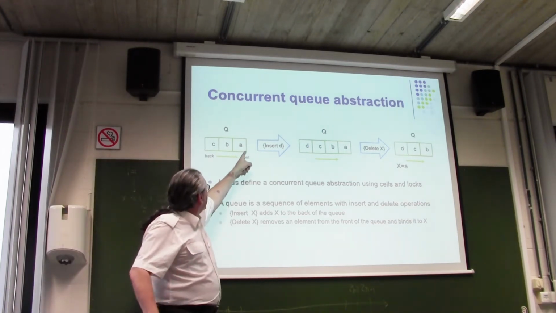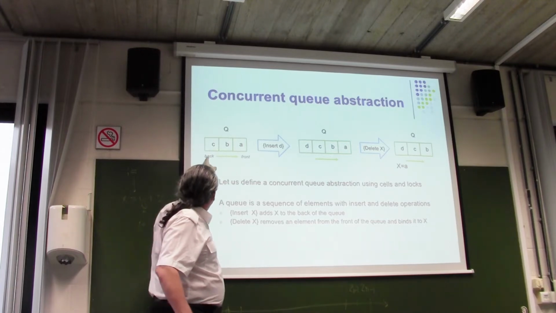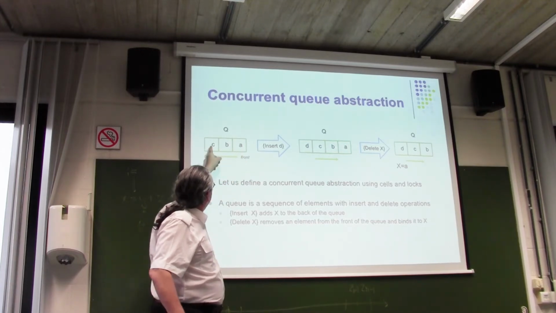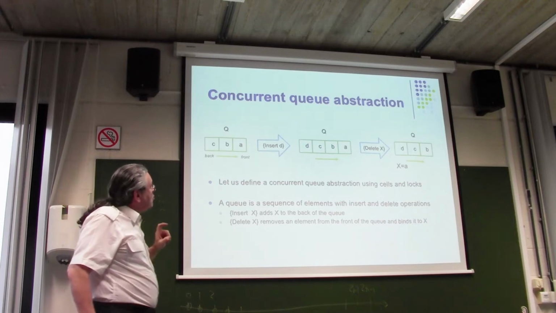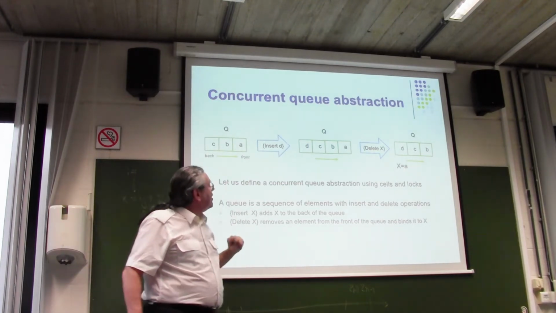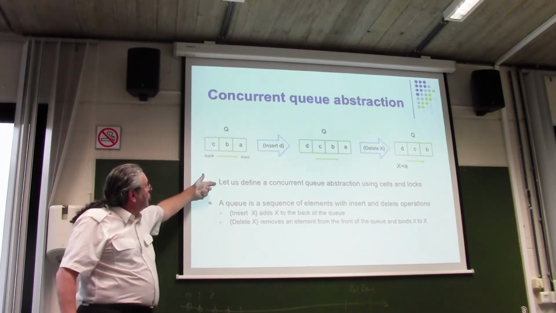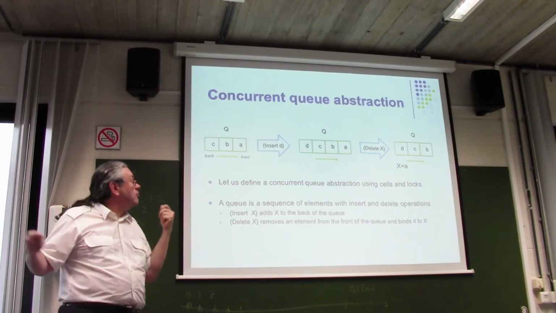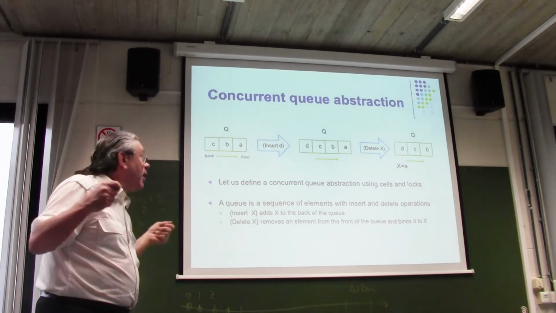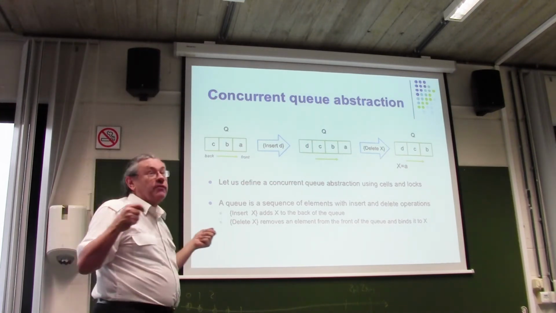So a queue has a sequence of elements with a back and a front. So here I have A, B, C in there, and there's two operations. You can do insert and you can do delete, okay? Now let's make a concurrent queue, which means you can call it from multiple threads, okay? And it will be correct.